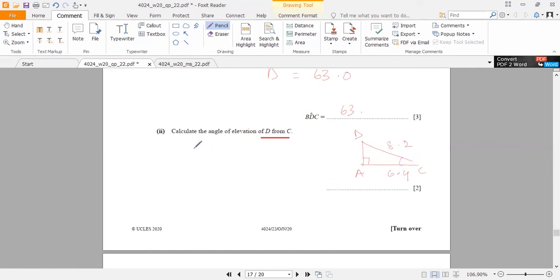For this, I can apply SOHCAHTOA, that is, I can apply cos, which is equal to adjacent upon hypotenuse. The value of adjacent is 6.4 upon 8.2. The value of C will be 38.69.